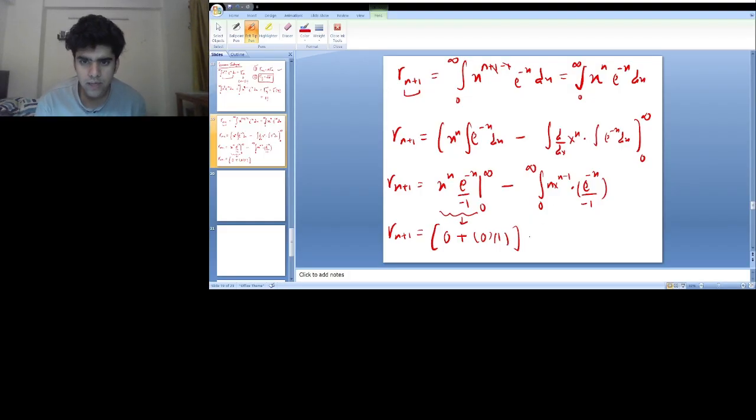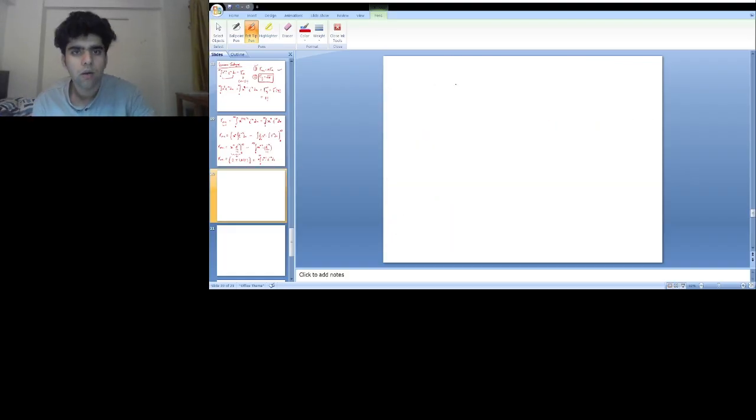And now playing with the second term, I can take out n. Taking out n, this gives me the integral from 0 to infinity of x to the power n minus 1, and the minus and minus go away. So let's just move to the next slide. So this gives me, the first term was 0.